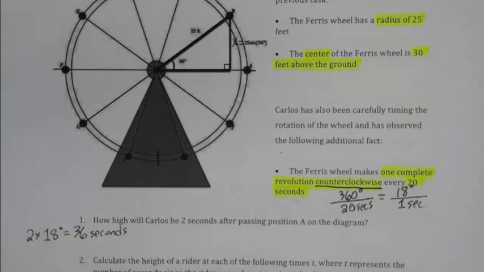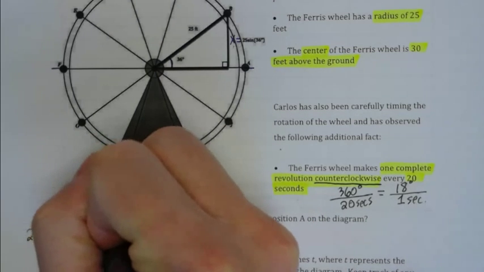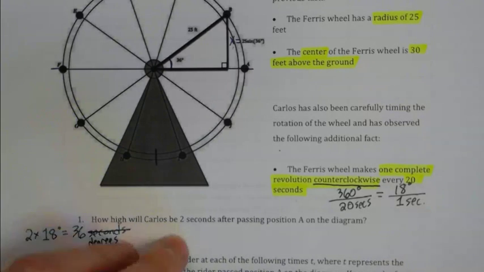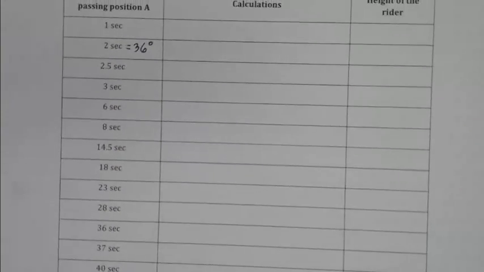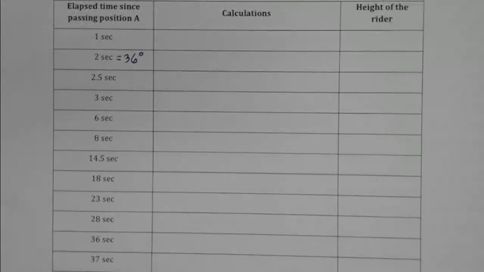So 2 seconds and 36 degrees would basically be the same thing, is what we're saying here. So our answer from before, 44.7, would go with 2 seconds. So we have figured that part out. Something that might be helpful: if we look on the back of our page, we can see lots of different amounts of seconds that we're going to be looking at. And we're going to try to see how I can find the height of any one of these and figure out how high the rider would be.